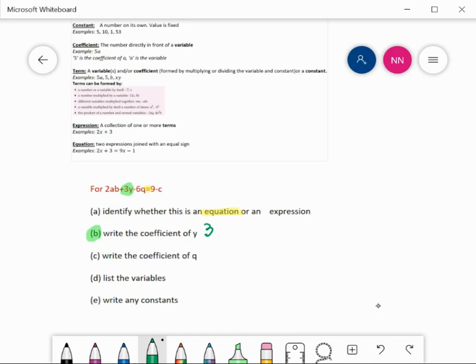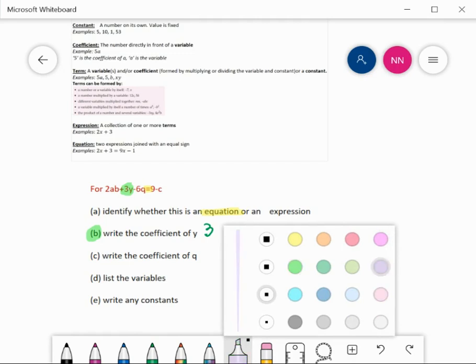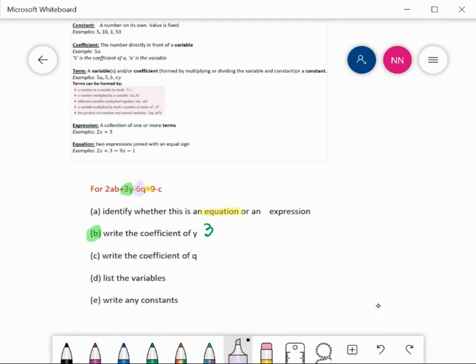C. Write the coefficient of q. Now let's look for our q term. If you have a look, that's our q term. Now if you notice, the number in front of q is negative 6, not 6. It's negative 6q, not 6q. So therefore, the coefficient of q, the number just before q, is negative 6.